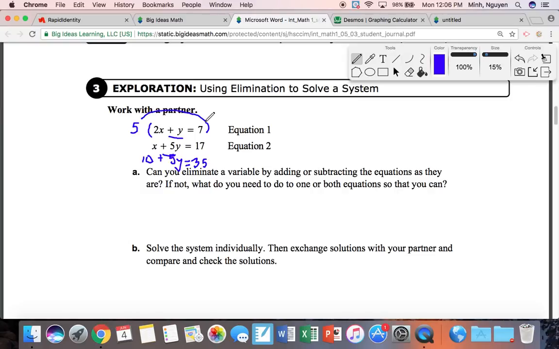Students usually forget to multiply by the last term. They'll say 10x plus 5y equals 7. I do not know why. Don't forget you have to distribute the 5 to everything.